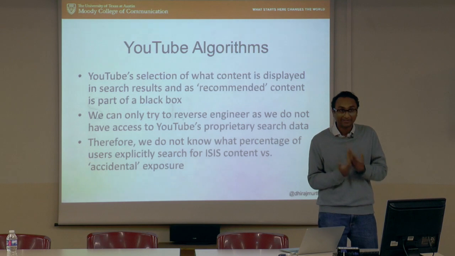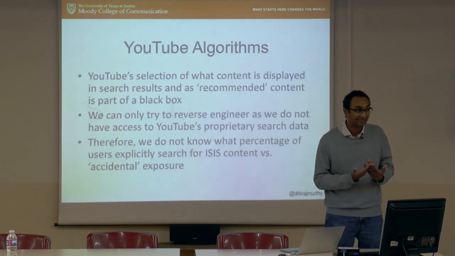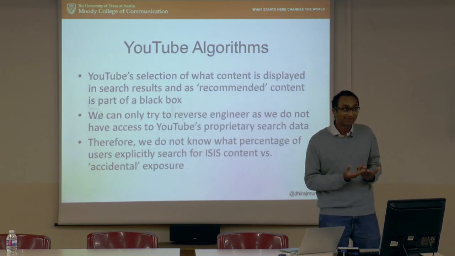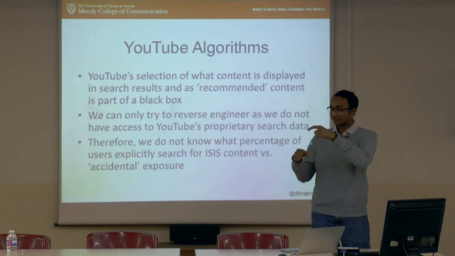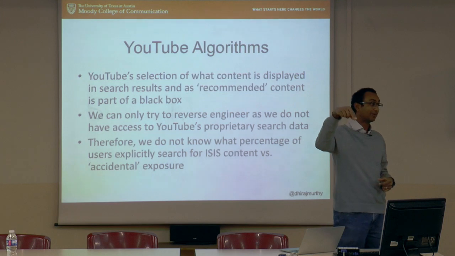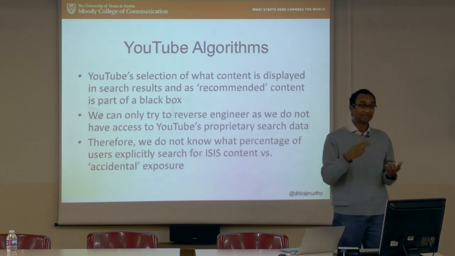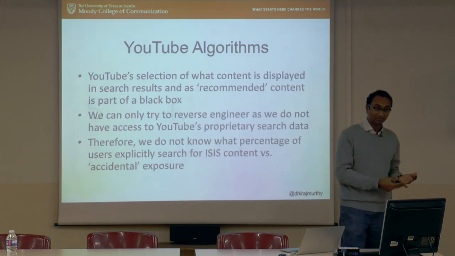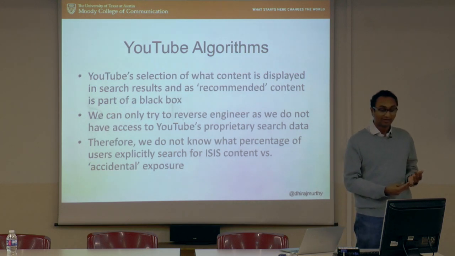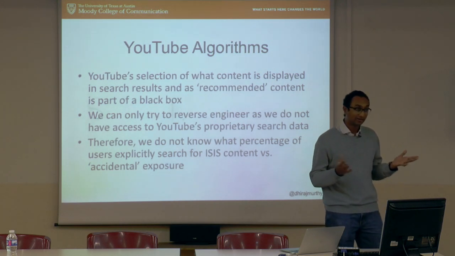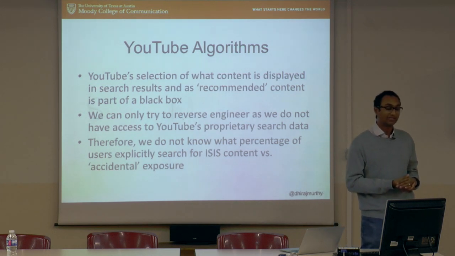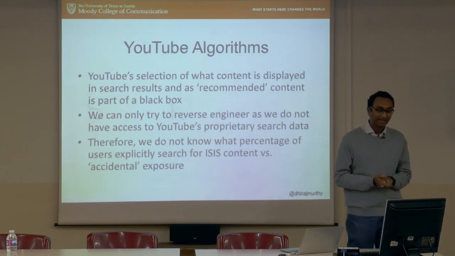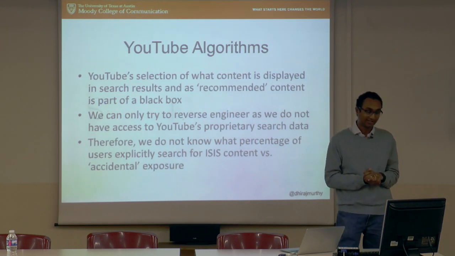box, right? So I kind of know how the algorithm works, but not really. Like what percentage is it of this factor, of this factor, of this factor that makes something recommended? Now, we know it has something to do with location. It has something to do with whether you're logged into Google. It has something to do with what other people have done. So the best we can do here is try to reverse engineer what could be happening, because we don't have access to YouTube's proprietary search data.